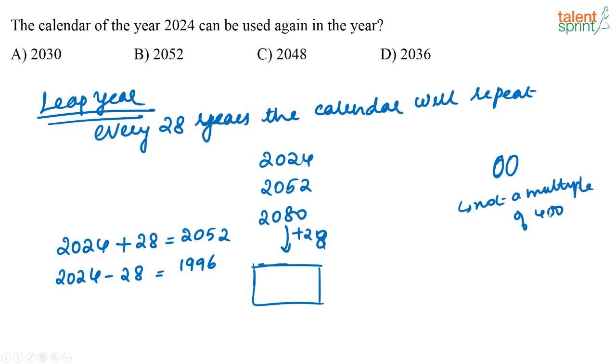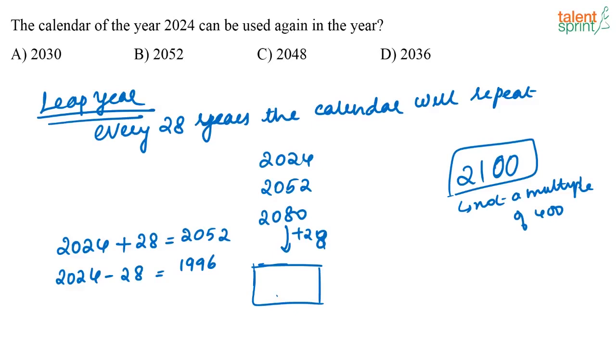Keep that in mind. See here what will happen after 2080, in between you will have 2100. This year 2100 is not a multiple of 400. Don't see multiple of 4. You should see multiple of 400. 2100 is not a multiple of 400, so after this the chain will not repeat. Just keep this in mind.